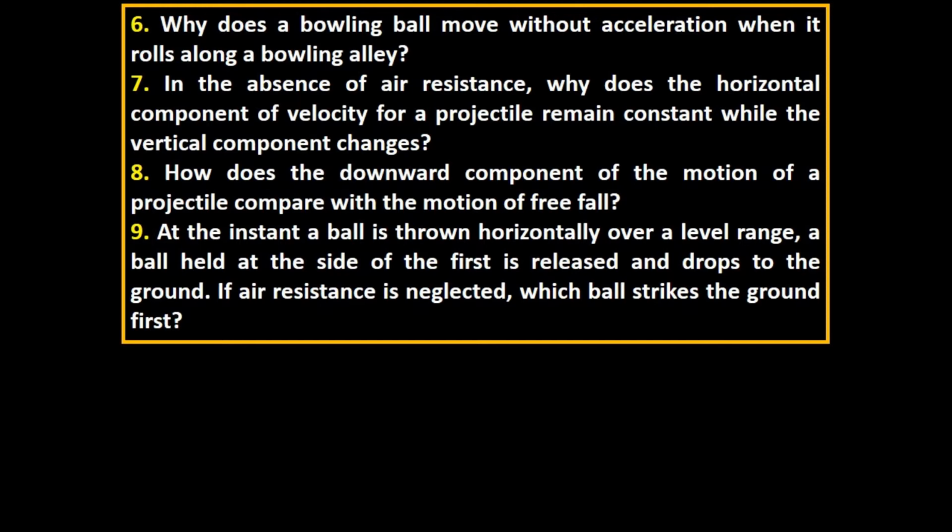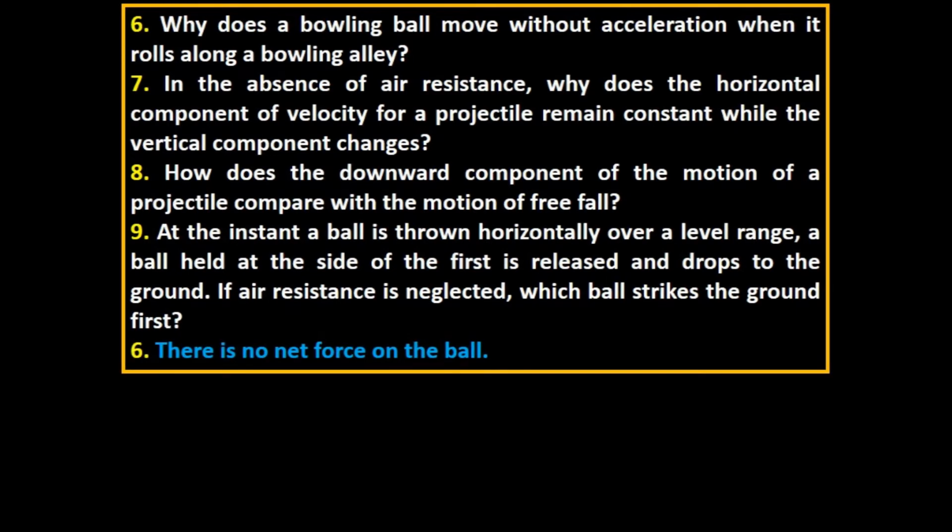Why does a bowling ball move without acceleration when it rolls along a bowling alley? Well, there's no force on it. There's no friction. It's frictionless, so there's no force on it, so it's not accelerating. It's going at constant velocity. Remember from chapter 2, when something is moving at a constant velocity, there's no force on it.